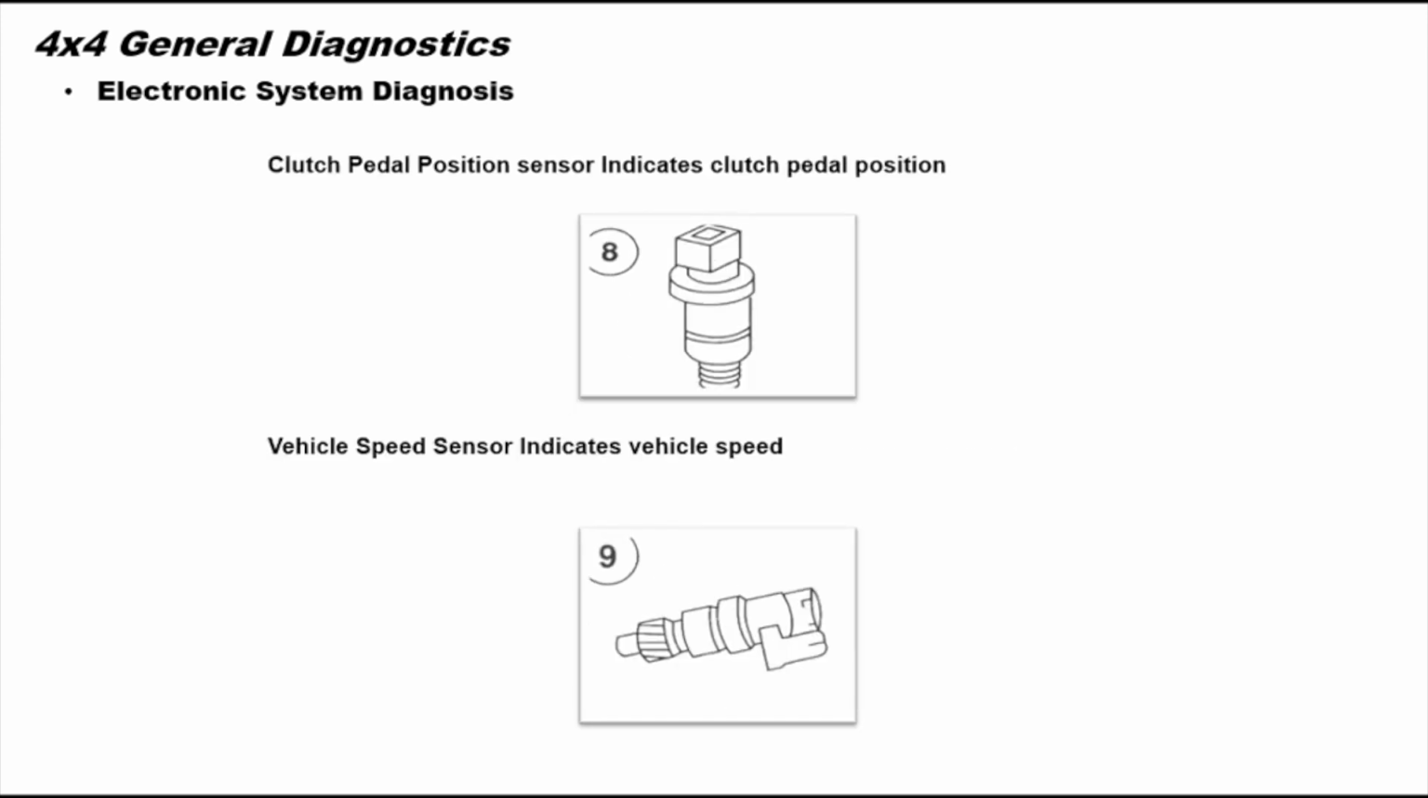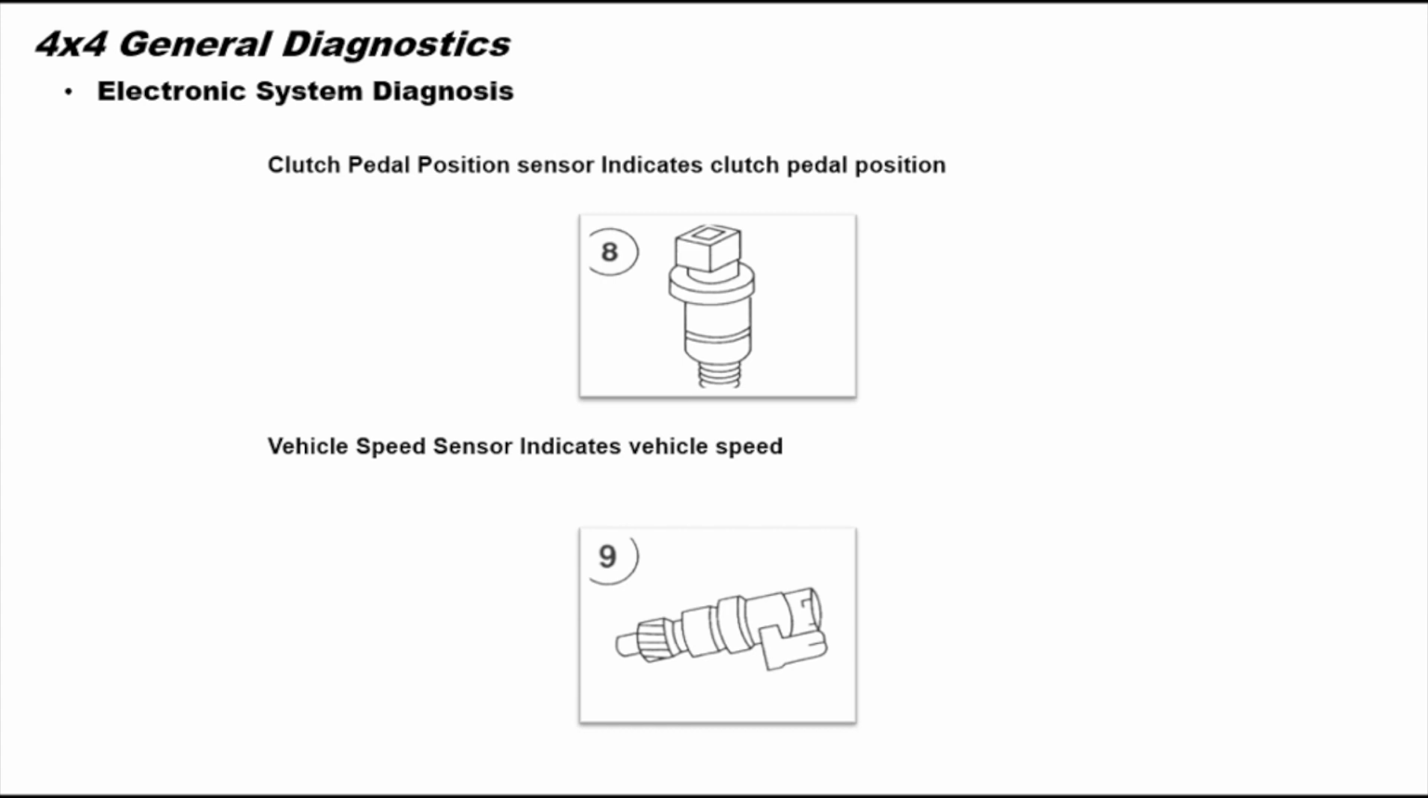The clutch pedal position sensor is used on manual transmission equipped vehicles. The transfer case control module or GEM module uses this input to allow engagement and disengagement of the low position. The clutch pedal position sensor is located on the clutch pedal bracket.